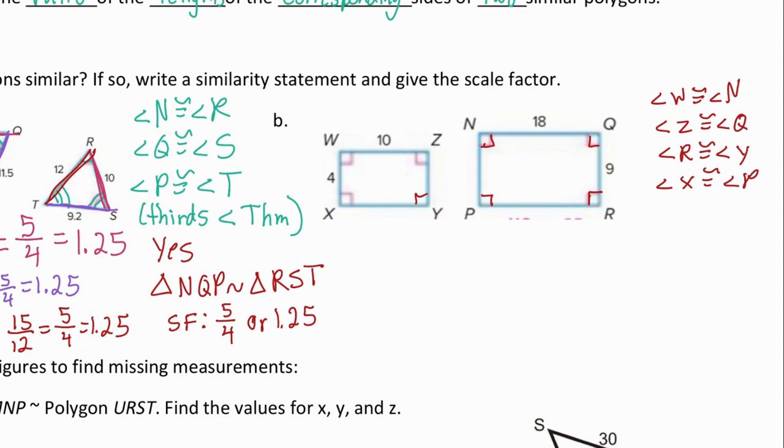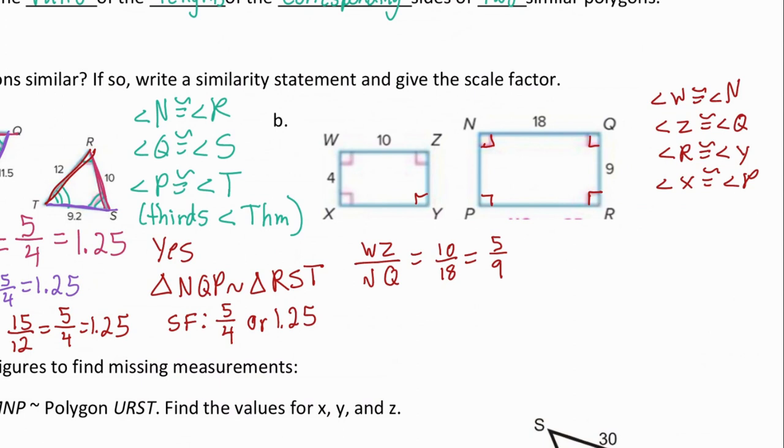So we need to see that WZ is proportional to NQ. So that would be, and you can do it the other way, you can do NQ over WZ, that's fine. You just got to keep your order consistent between the two. So I'm going to do WZ to NQ. And so that would be 10/18. And both of those can reduce by 2. So it would be 5/9.